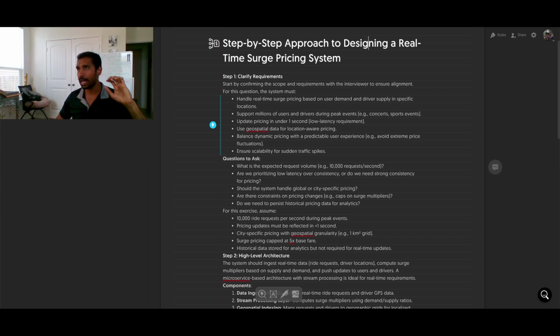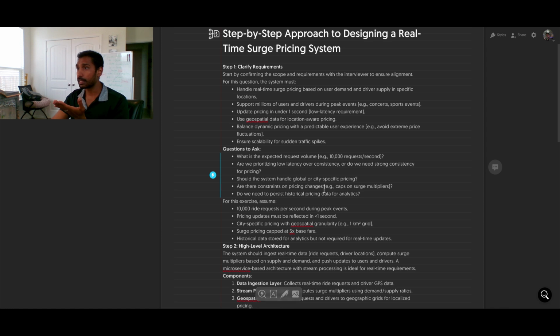Component number one is clarifying the requirements. Component number two is assumptions or guardrails. What are the guardrails you want to keep in place to play around with your system design problem? I can read through a couple of them here very clearly. Are we prioritizing low latency over consistency, or do we need strong consistency for pricing? Are there constraints on pricing changes?